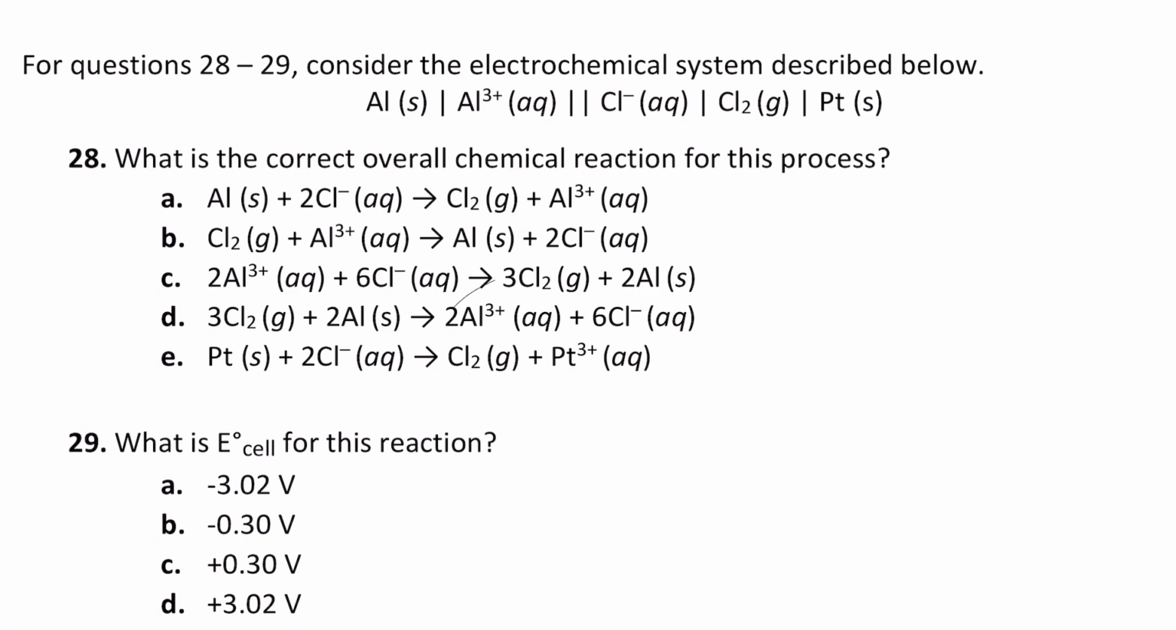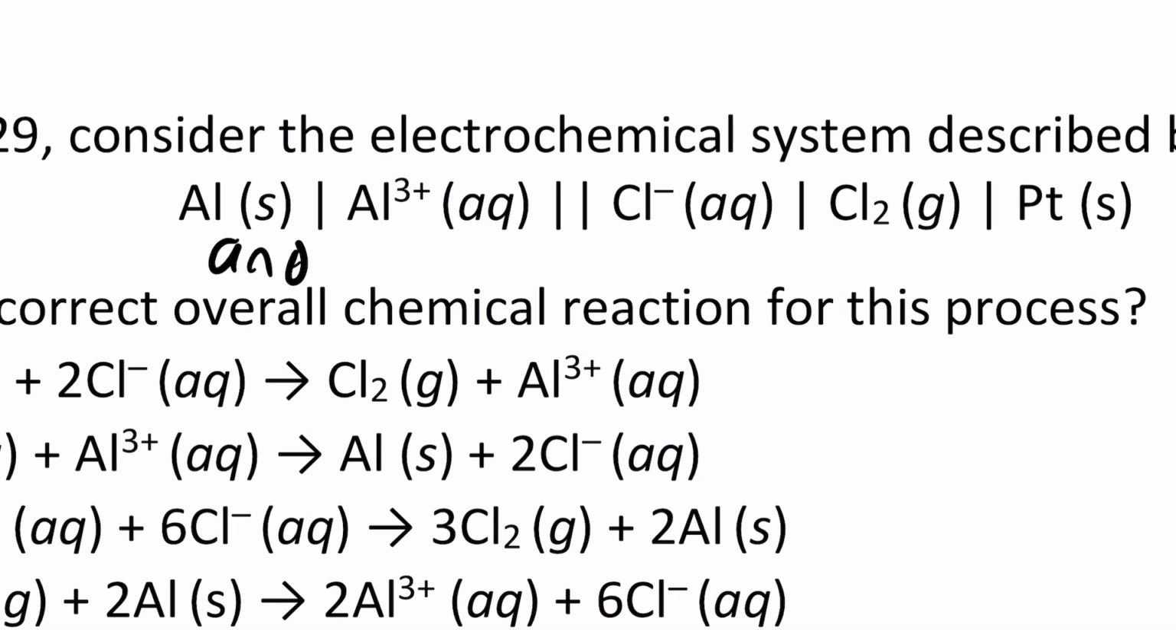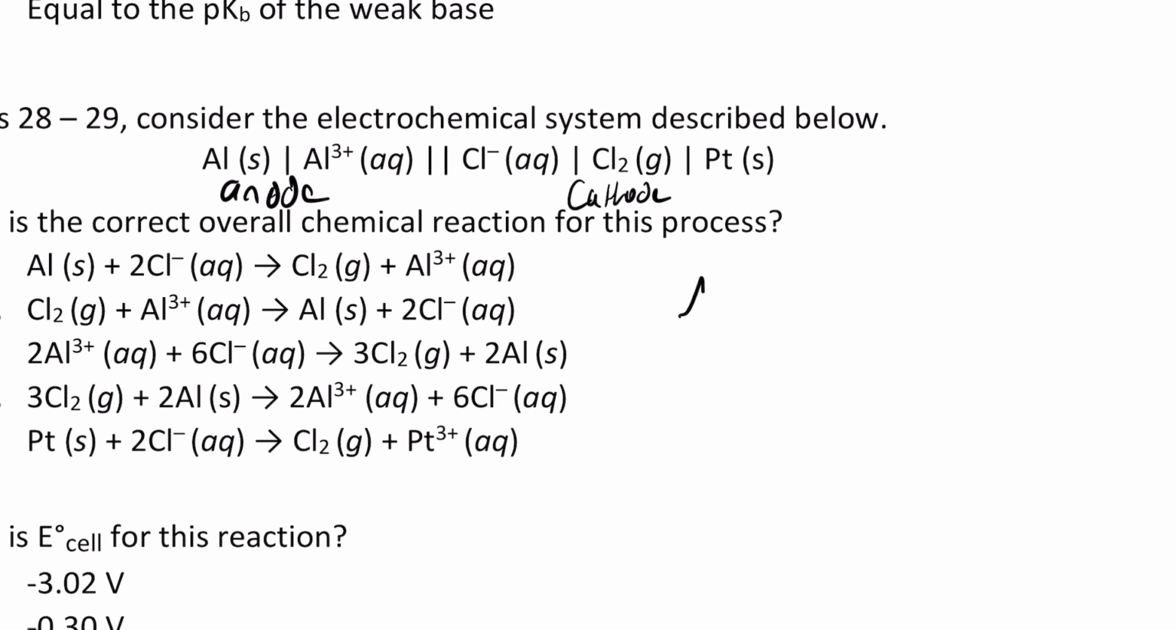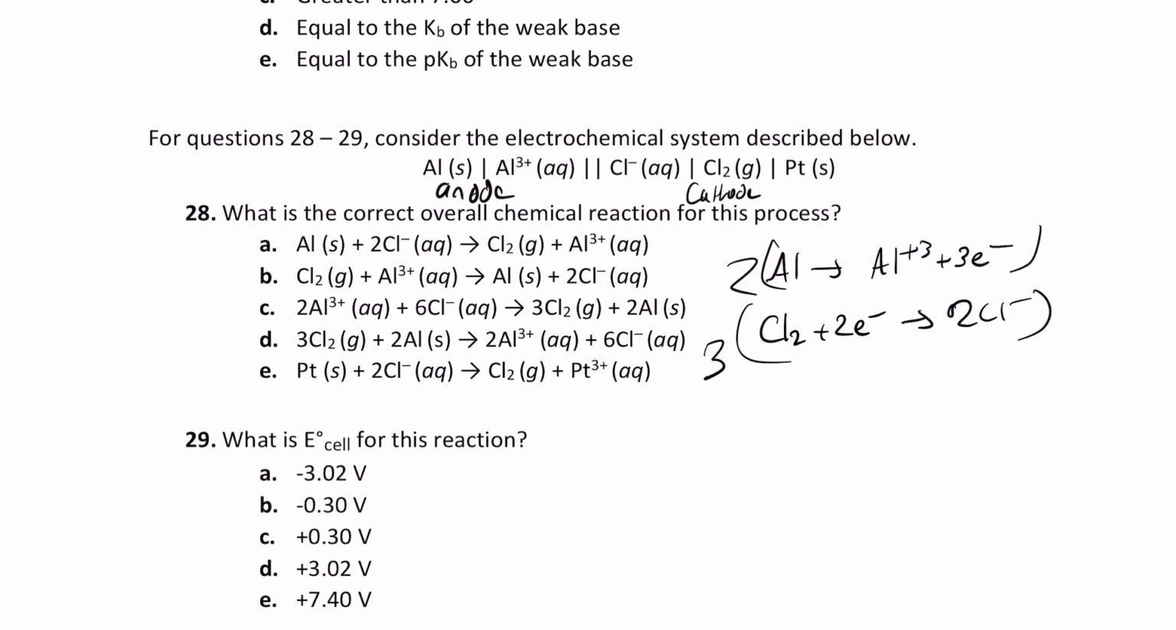Okay, so this is anode and cathode. That means the anode has to oxidize. Anode is the site of oxidation, so it's Al goes to Al plus 3 plus 3 electrons. Cathode is the site of reduction, so it has to be Cl2 plus 2 electrons goes to 2Cl minus. Okay, and then the reaction would be 2, and then 3. All right, so that means it would be choice D. D would be the right answer.